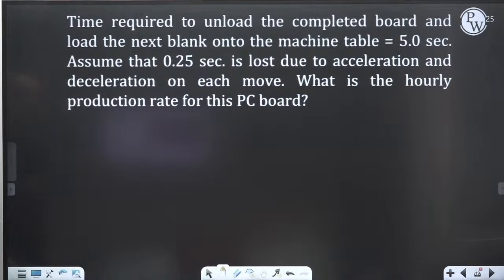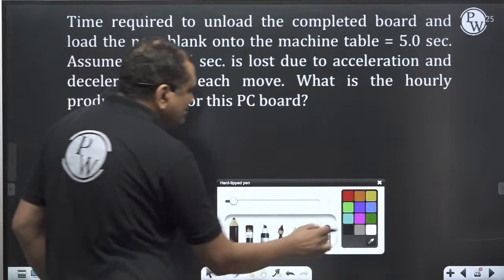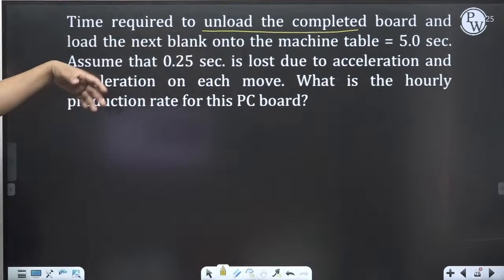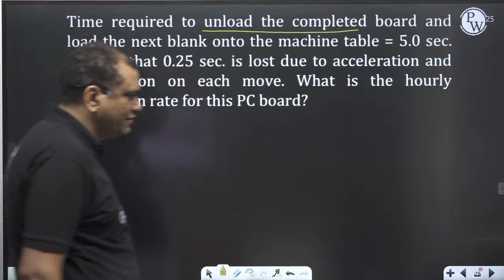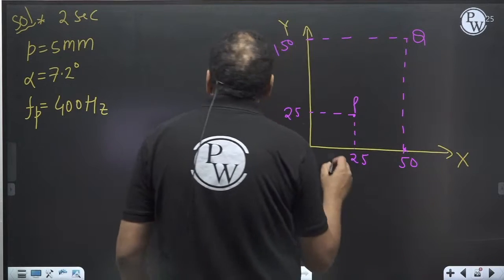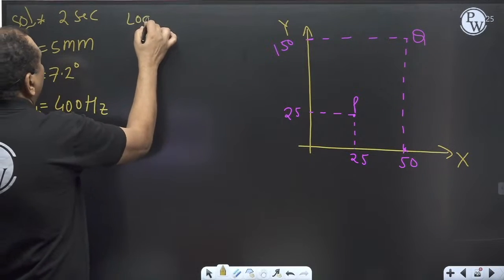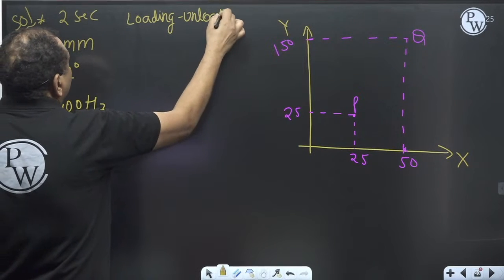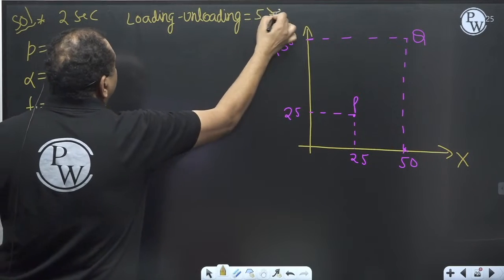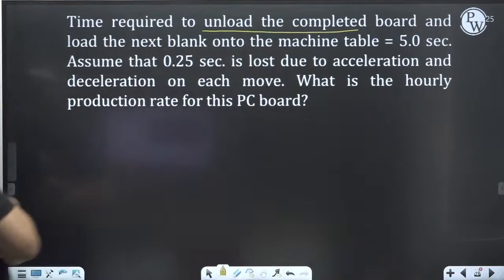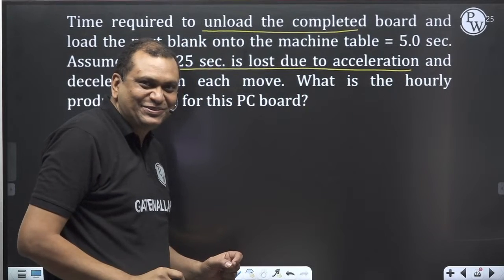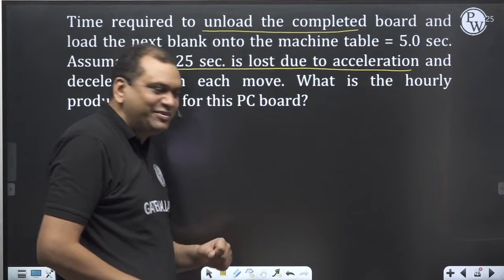The time required to unload the completed board and load the next blank onto the machine table is 5 seconds. So loading, unloading takes 5 seconds. Assume that 0.5 second is lost due to acceleration and deceleration. What is the meaning of that?